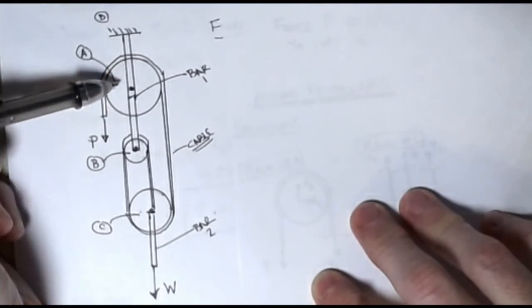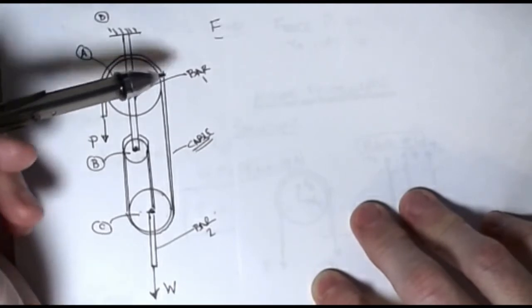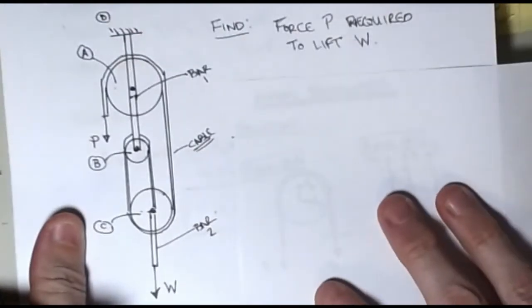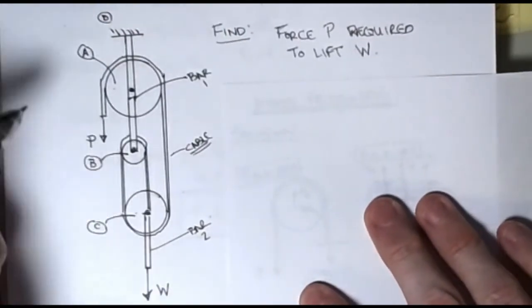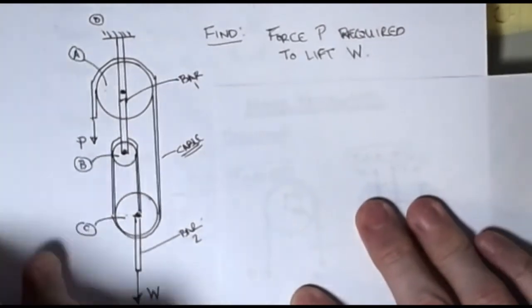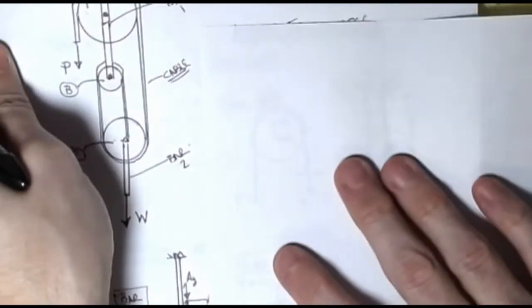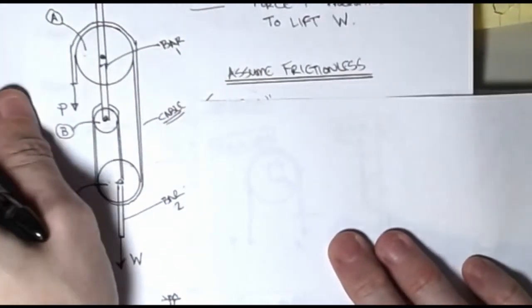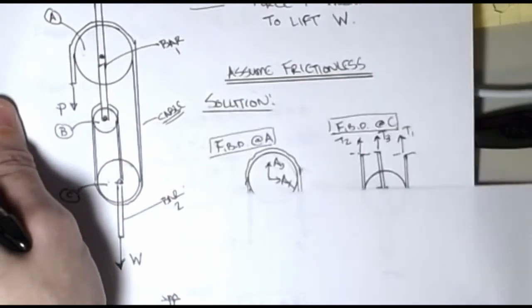The first thing we're going to do is draw the free body diagrams of all the parts of this particular system. In this example, we want to find the force P that's required to lift this W, and we'll see what happens. Again, we're going to assume the pulleys are frictionless, and I'm going to go pulley by pulley.